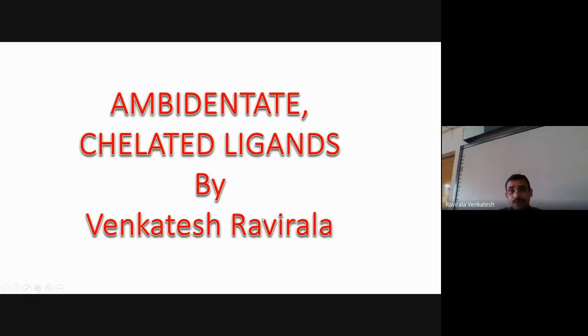So the ligands which can donate from either side, from this side and also from this side. If they donate from both sides, they are called ambidentate ligands. What is the definition of an ambidentate ligand? Let me take an example to explain this one.